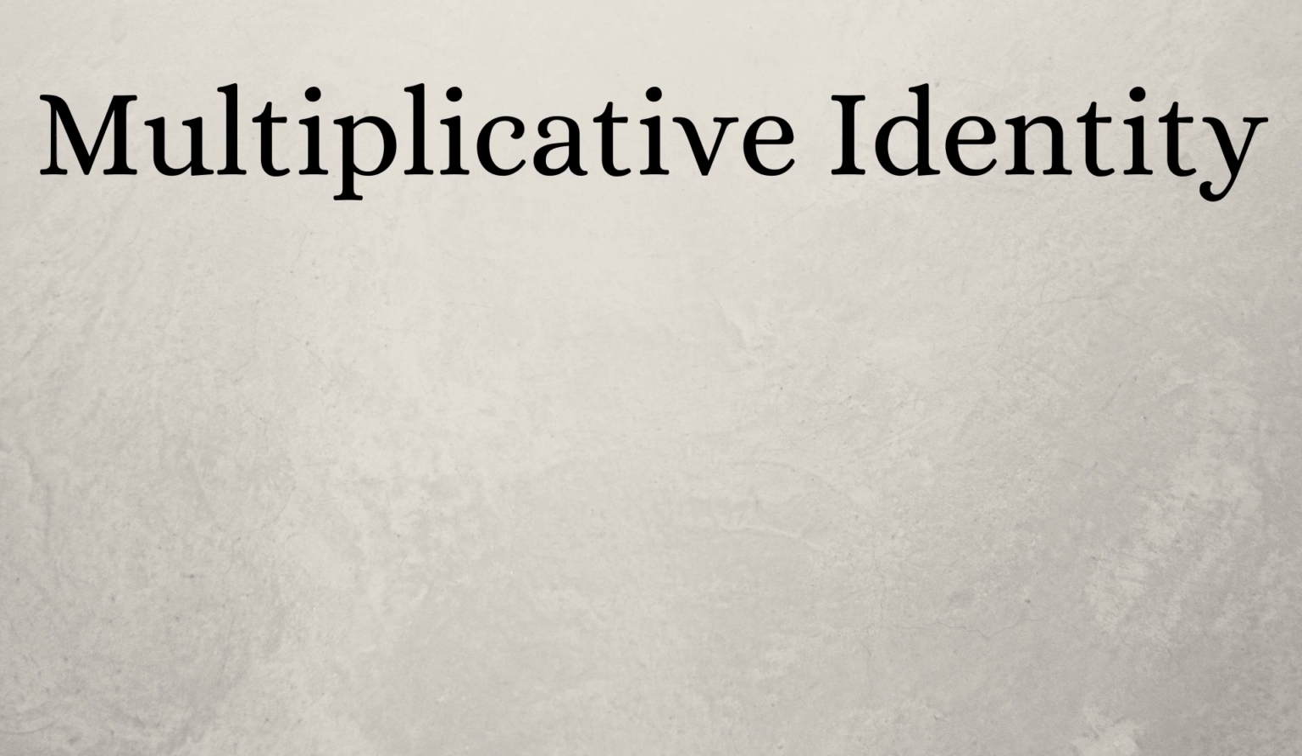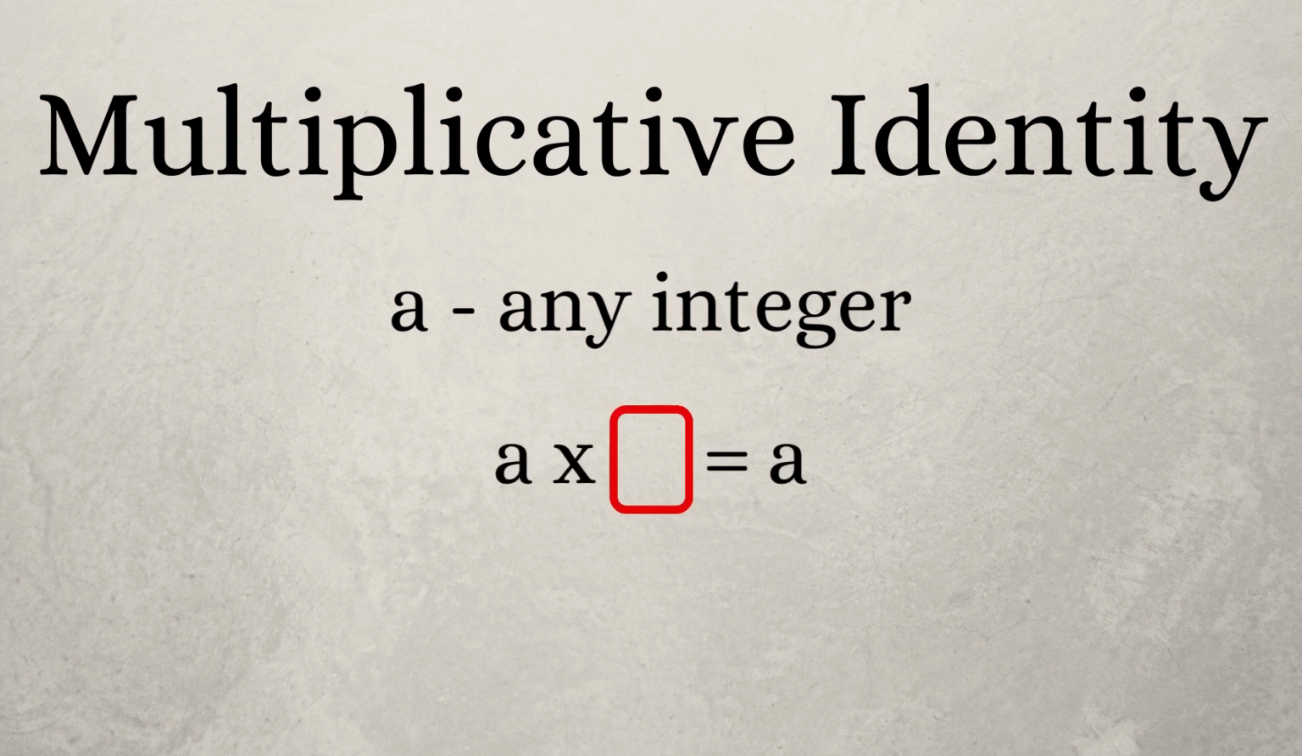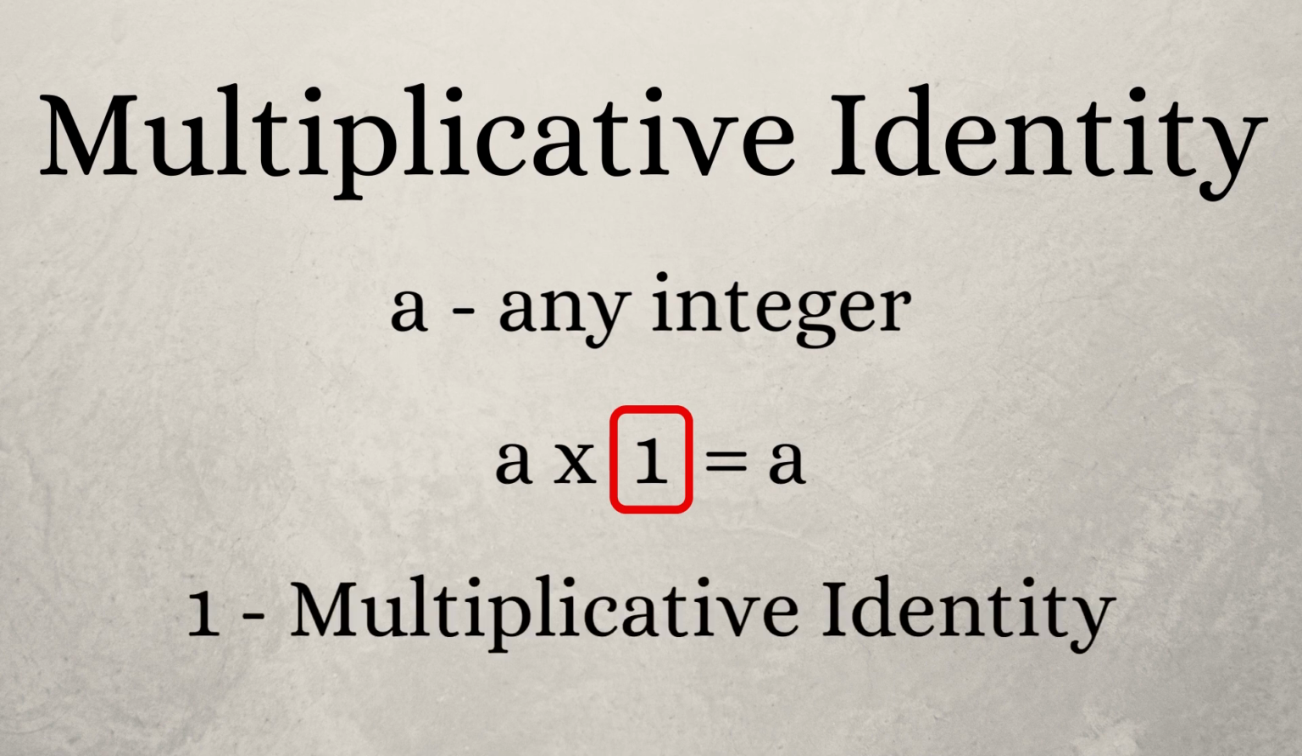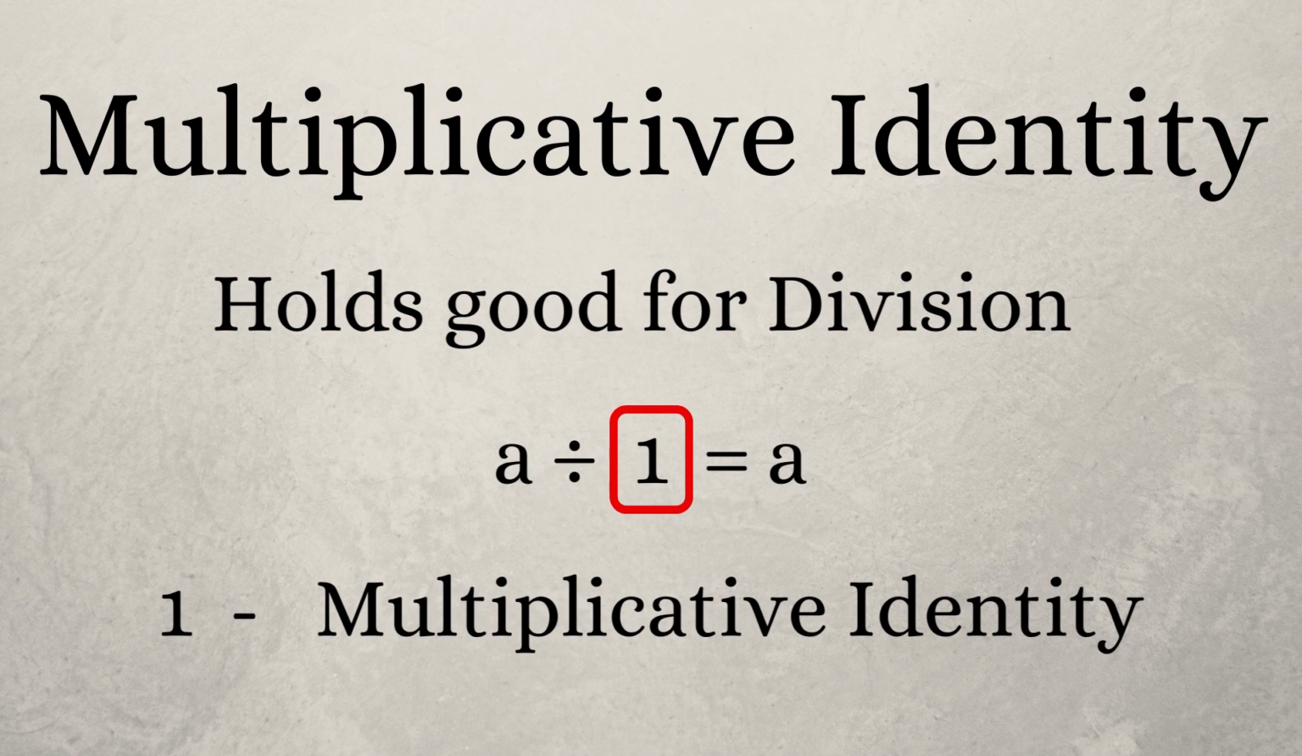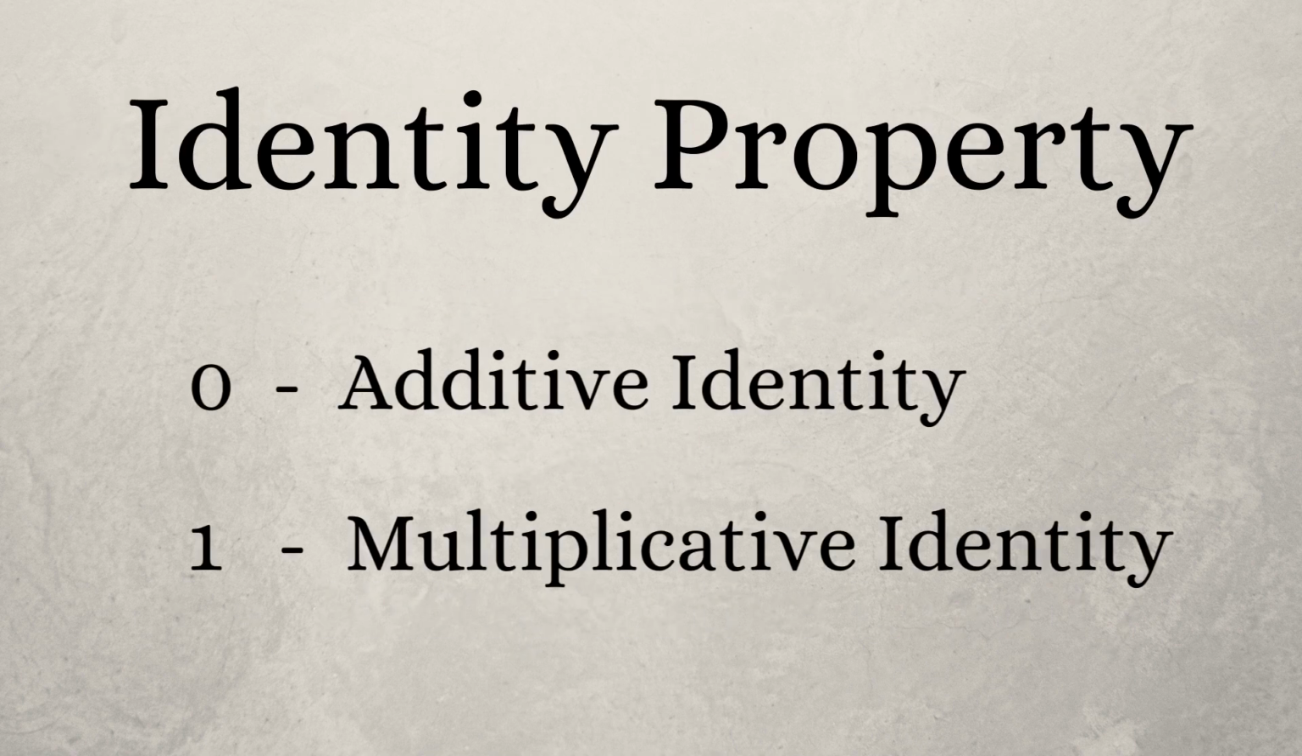Next we move on to multiplicative identity. Again, when a is considered to be an integer, the product of a and a special number should result in the same integer a, and this special number is 1, which is the multiplicative identity. And the multiplicative identity holds good for division as well. Always remember, additive identity is 0 and multiplicative identity is 1.